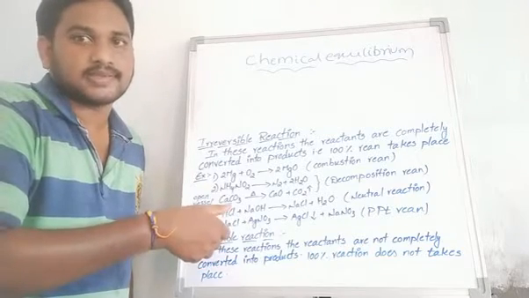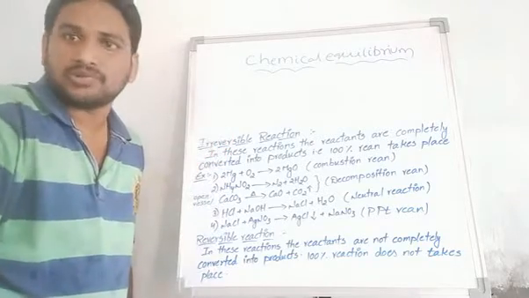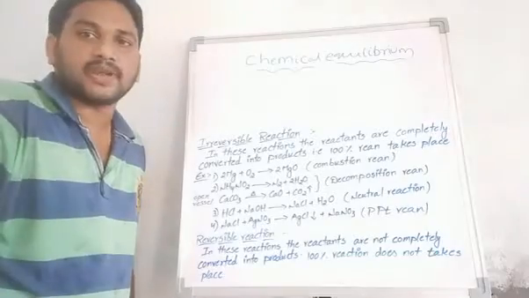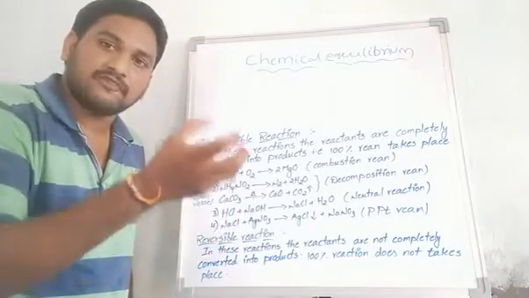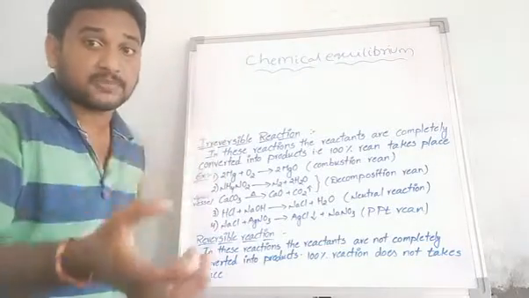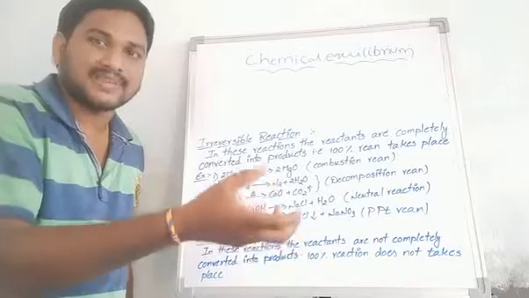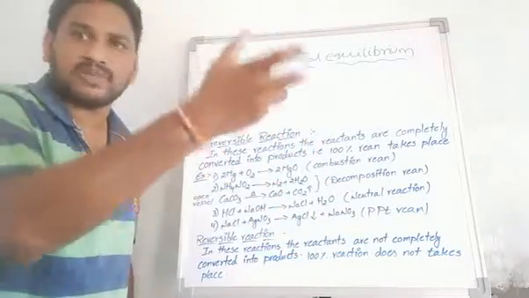All neutralization reactions are examples of irreversible reactions, no doubt at all, students. Okay, one more example: precipitation reactions. In a precipitation reaction, a precipitate is formed that does not dissolve in the solvent. The precipitate settles at the bottom of the container, the bottom of the flask.